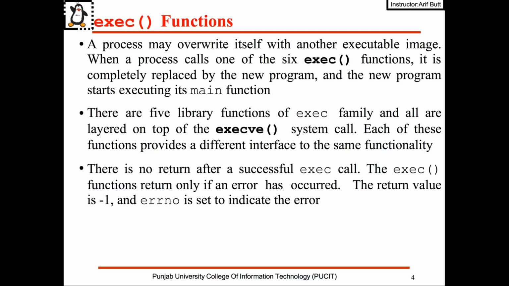Well, dear students, a process may overwrite itself with another executable image. When a process calls one of the 6 exec functions, it is completely replaced by the new program, and the new program starts executing from its main function. There are 5 library functions of the exec family and all are layered on top of the execve system call. Each of these functions provides a different interface to the same functionality.